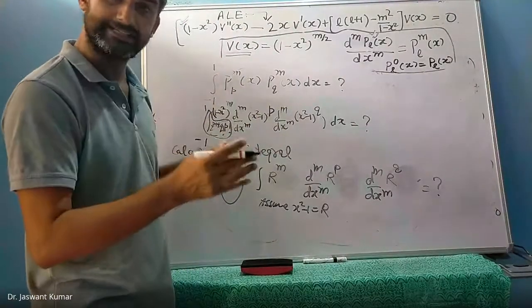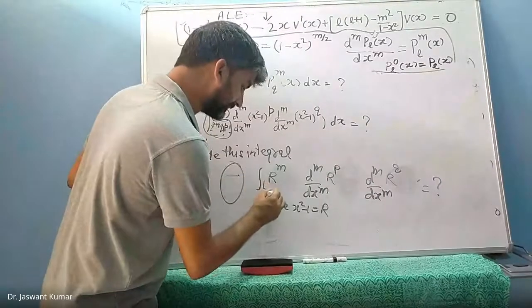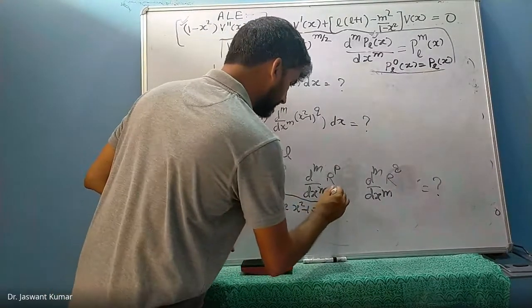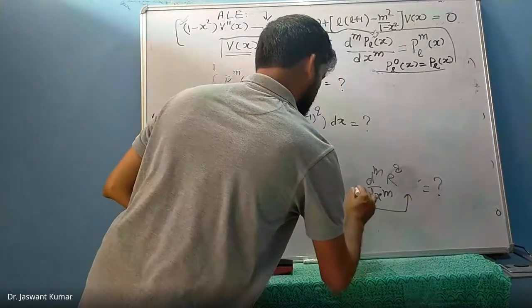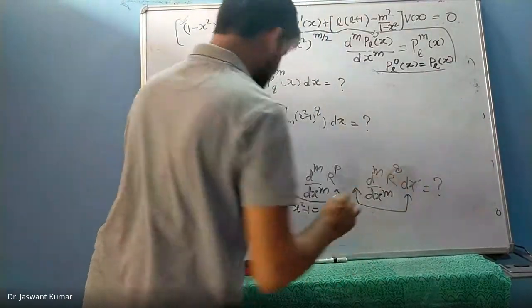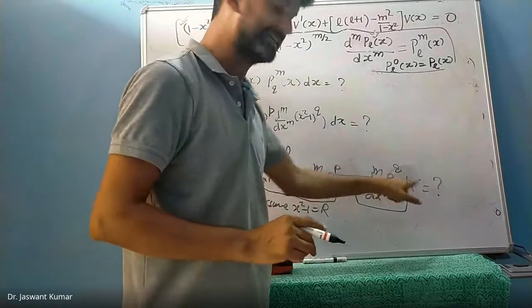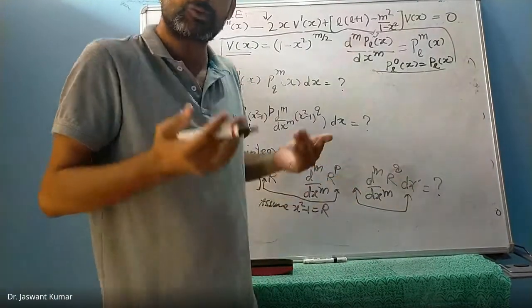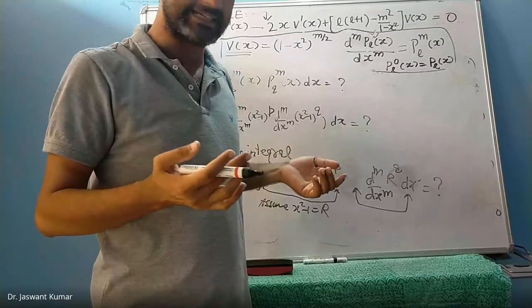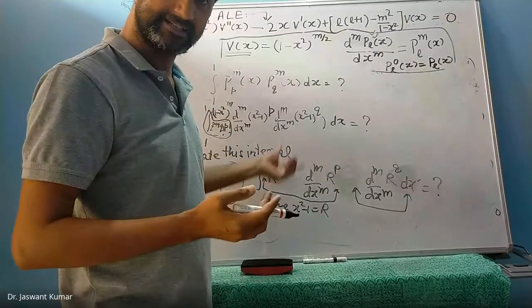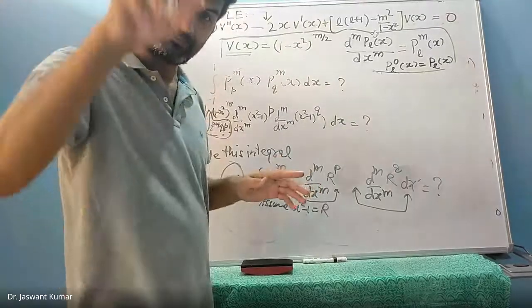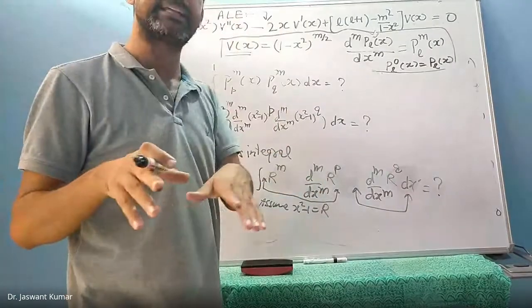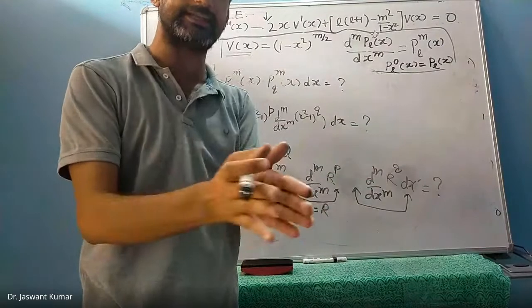Now solve this integral by assuming this to be the first function and this to be the second function. You know this is f of x into g of x dx. How to solve the integral of f of x g of x dx? That is f of x, which is the first function, times the integration of g of x, minus the integral of the differentiation of f of x times the integration of g of x, and then the whole integration.